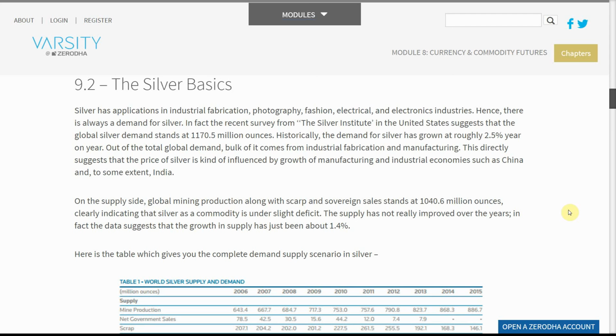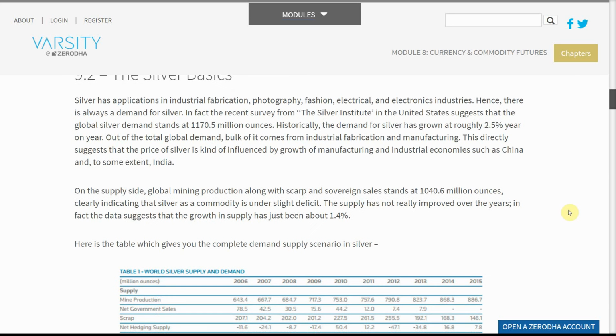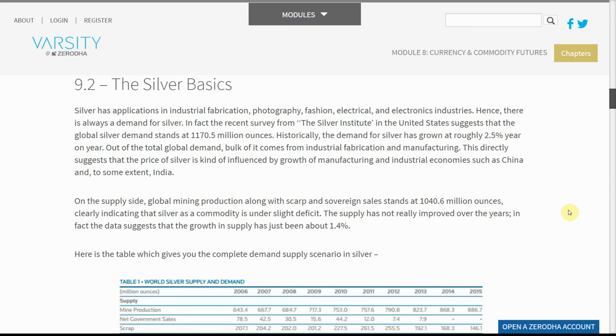Out of the total global demand, bulk of it comes from industrial fabrication and manufacturing. This directly suggests that the price of silver is kind of influenced by growth of manufacturing and industrial economies such as China and, to some extent, India. On the supply side, global mining production along with scrap and sovereign sales stands at 1,040.6 million ounces, clearly indicating that silver as a commodity is under slight deficit.